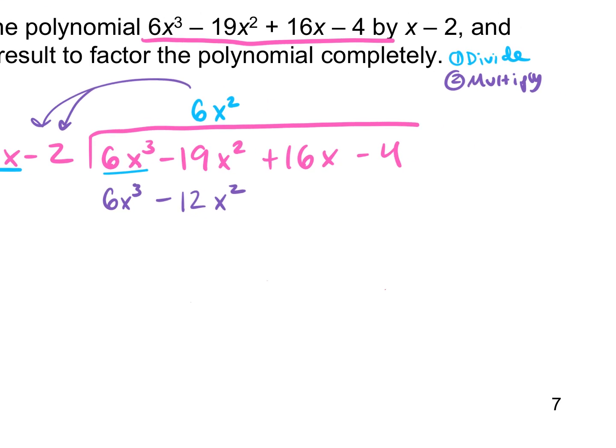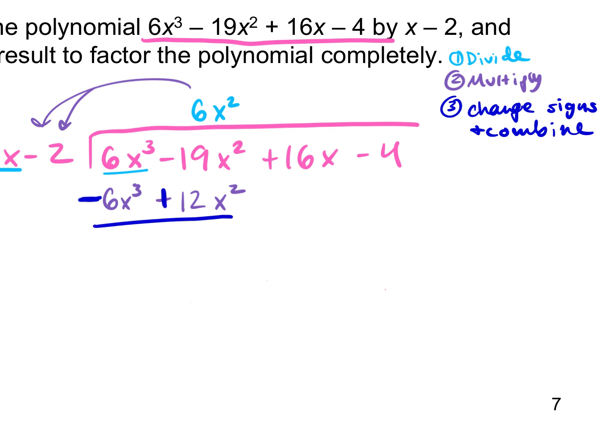Now step 3 is to change the signs and combine. So we change the sign, and combine them together. Your first terms are always going to cancel out. That 6x cubed minus 6x cubed always cancels. If it doesn't, you did something wrong. Then we have negative 19x squared plus 12x squared, which would be negative 7x squared.